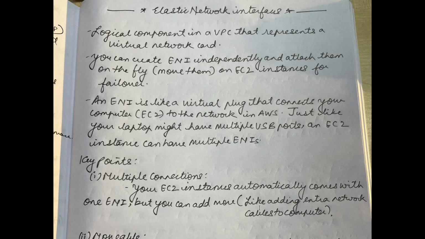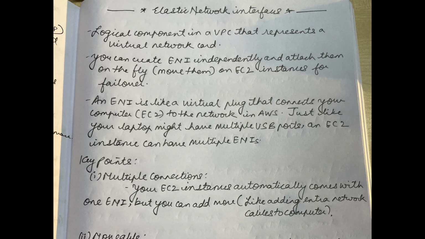So in this specific one, we are going to learn about ENIs, which stands for Elastic Network Interfaces. Just like we have USB ports in our desktop, the same way we have a logical component in a VPC, which represents a virtual network card. Just like we have NICs in our hardware system, we have Elastic Network Interfaces (ENIs) in VPCs, right? You can create ENIs independently and you can attach them on the fly, or even the better term would be to move them from one EC2 instance to another whenever there is a failover.